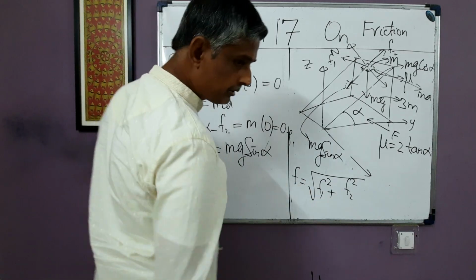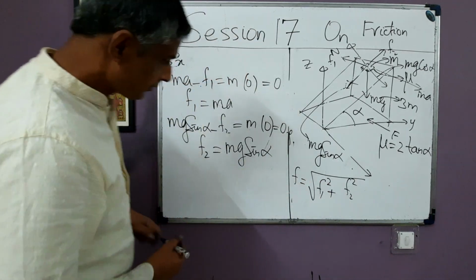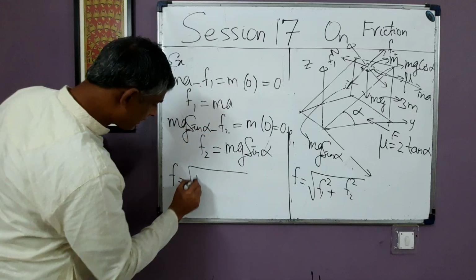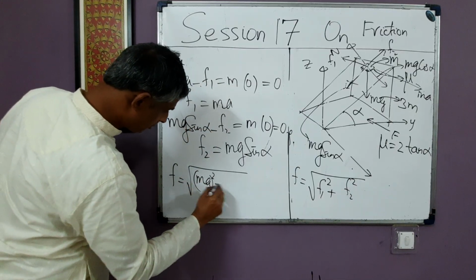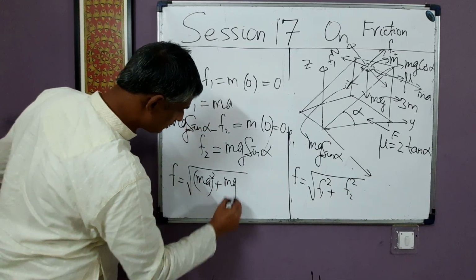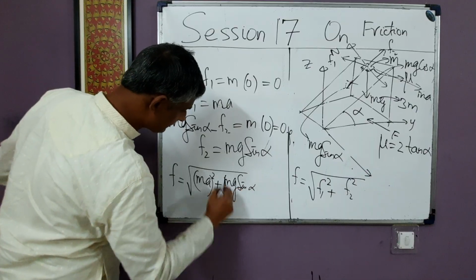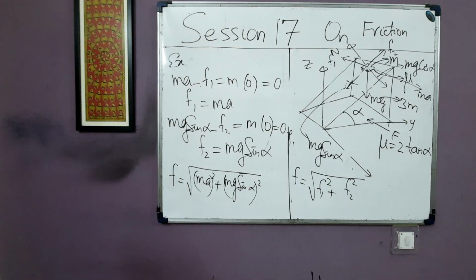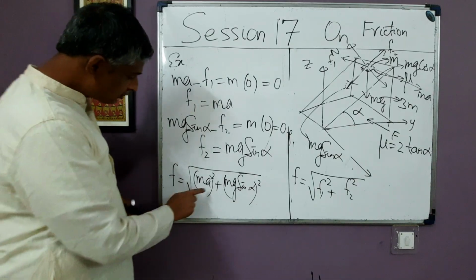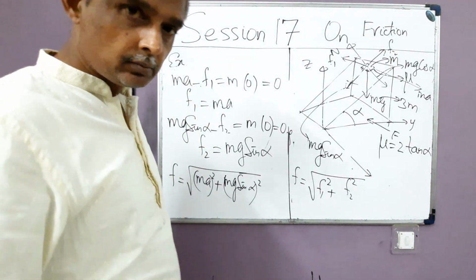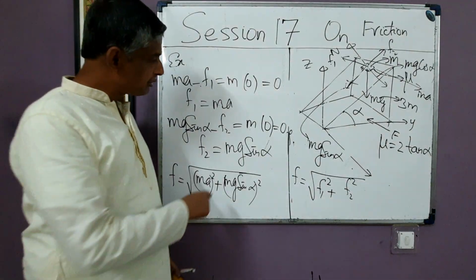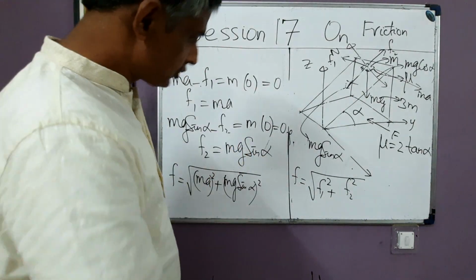So F2 also has been determined. F1 also has been determined. So they substitute F here. So F becomes how much? Root under Ma whole square plus Mg sin alpha whole square. Okay, fine. Now what you have to see, to know F you must know A. A has to be known. Alright. Now A has not yet been determined. Now A will be determined using the combined equation of motion concept. So I'll use that first.